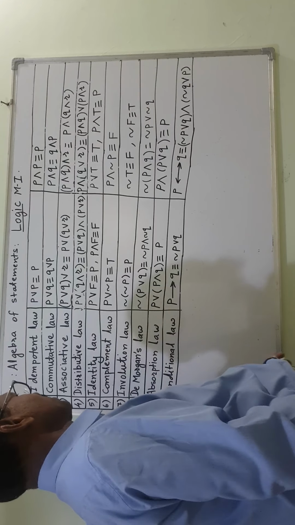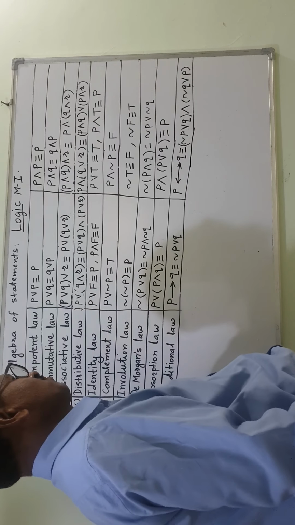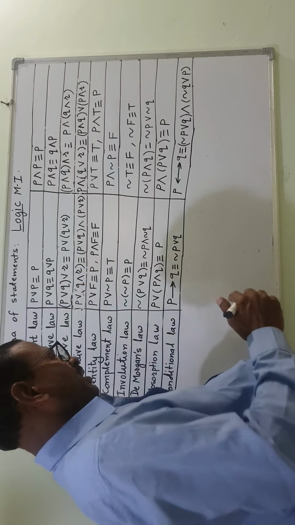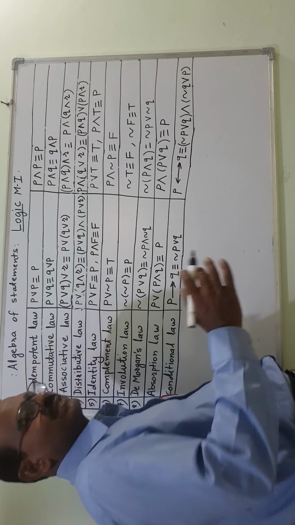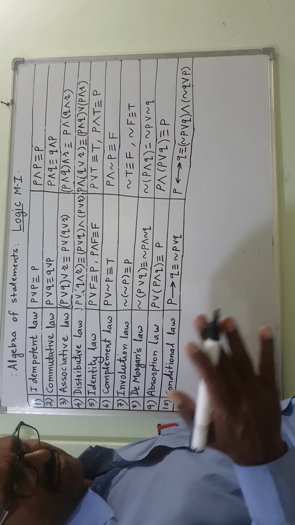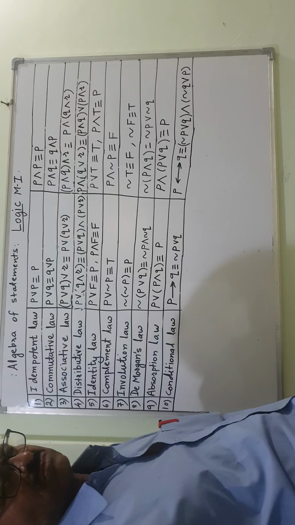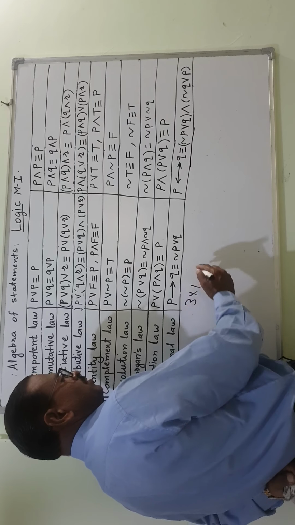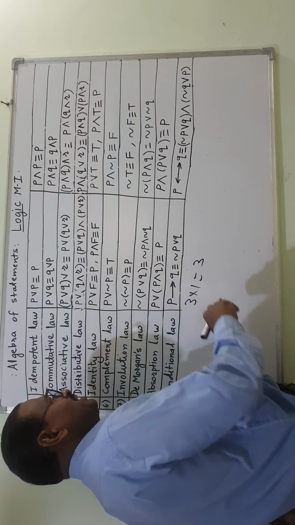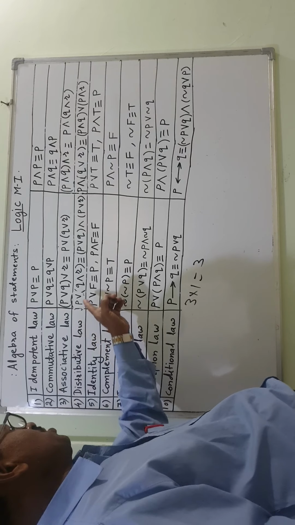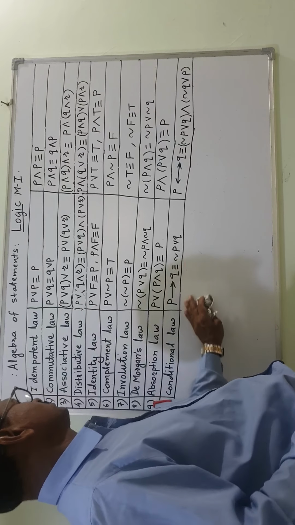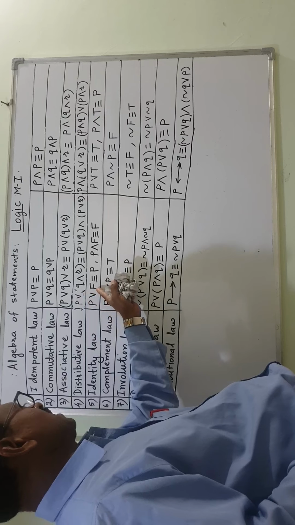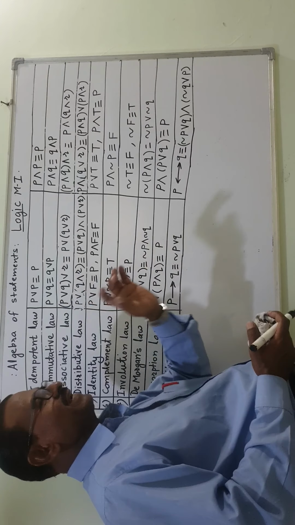Identity law. P or F. What is meant by identity, you know? Identity of multiplication. 1 is the identity, means by multiplying with 1, nothing goes wrong. It will be always the same. Means 3 into 1, not changing. 3. Similarly, identity P or F means in P, if you are making OR, then it will be P. Means it is the identical circuit of this.